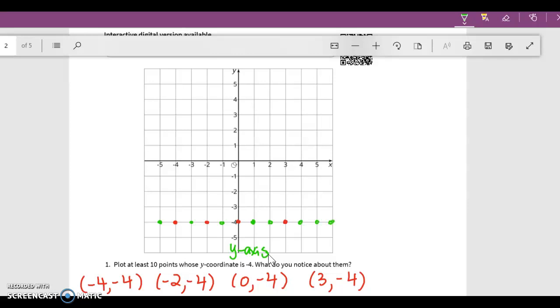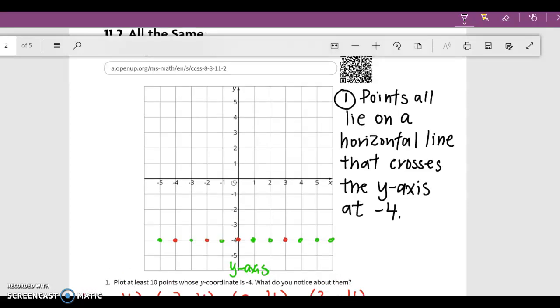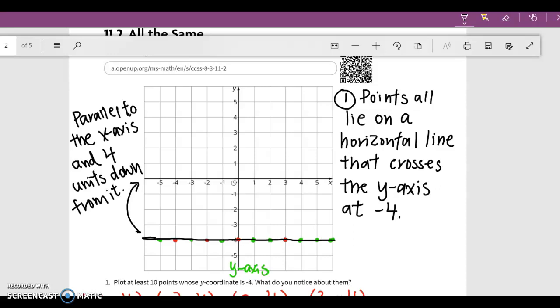Alright, what do you notice about them after I plot all the points right here? Well, I noticed that all the points lie on the horizontal line that crosses the y-axis at -4. So I know that this horizontal line goes through the y-axis at -4. Another thing that I noticed is that this line right here is parallel to my x-axis. They are parallel to each other. So I'm going to go ahead and write that out as well. Parallel to the x-axis and 4 units down from it. So that's what we notice right here.